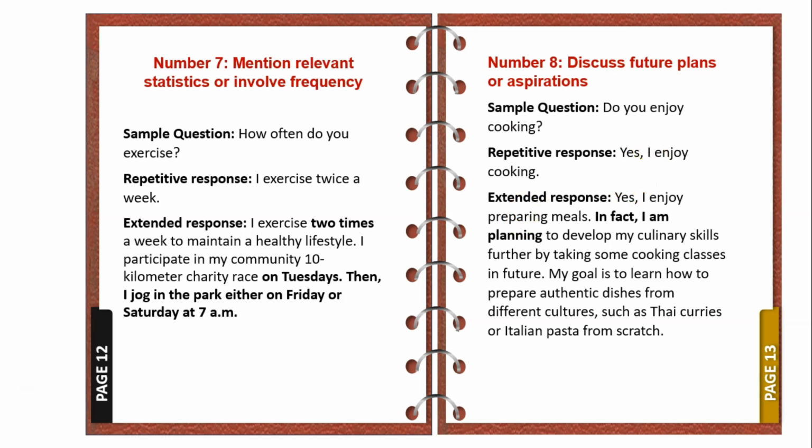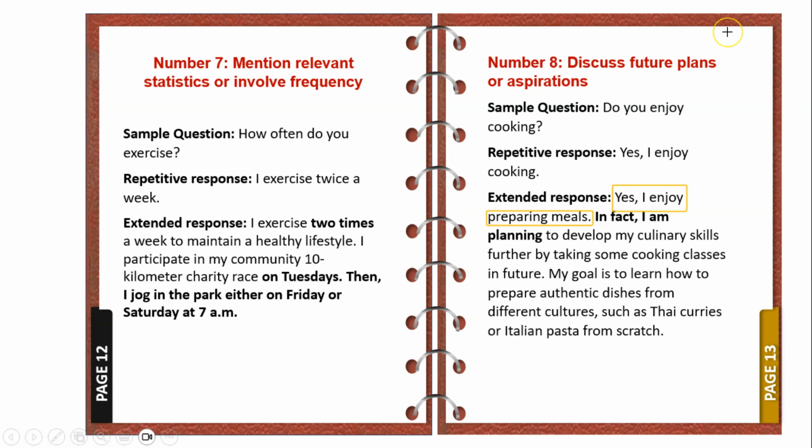I want you to take notice of that. First, I answered the question, and that is one thing you should not leave out. Yes, I enjoy preparing meals. That was definitely the first thing you should do: answer the question. Now, I'm going to use other things to extend my answer. And this time I'm using future plans or aspirations. Why do I enjoy cooking? And what is my future plan in cooking?